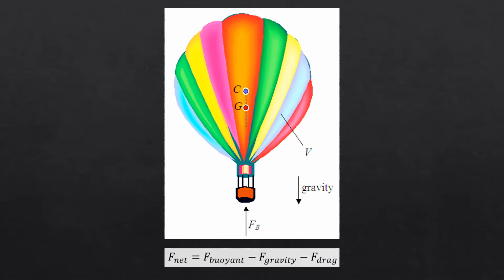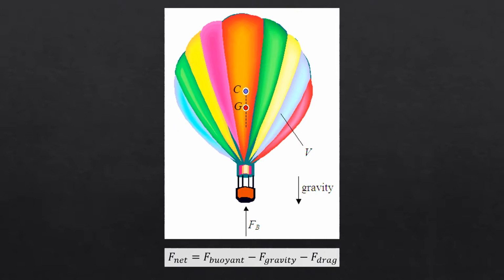Buoyancy acts through point C shown, which is the centroid of the volume of the hot air balloon. The volume of the system is equal to the displaced volume of the air surrounding it. The buoyant force Fv is equal to the weight of the displaced volume of the air. For the hot air balloon to remain in a stable orientation, the center of mass, shown G, must be located directly underneath the centroid. Assuming the majority of the weight of the balloon is concentrated in the basket, the hot air balloon will always remain stable during flight.